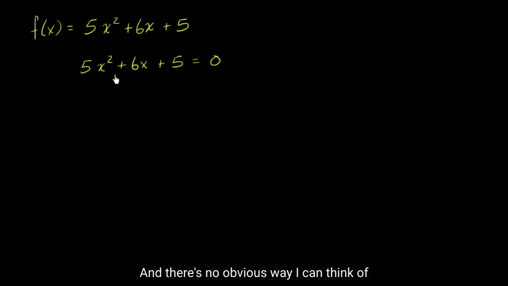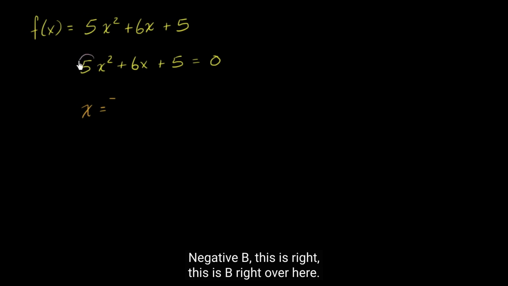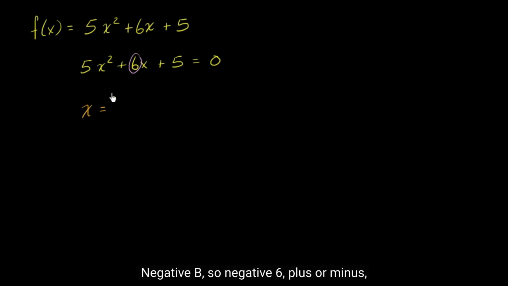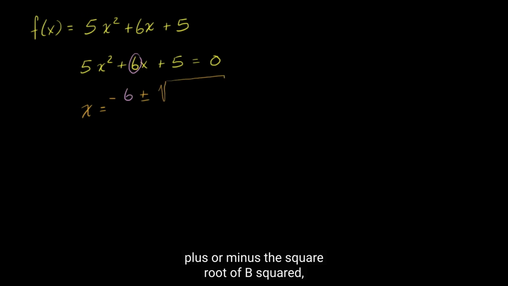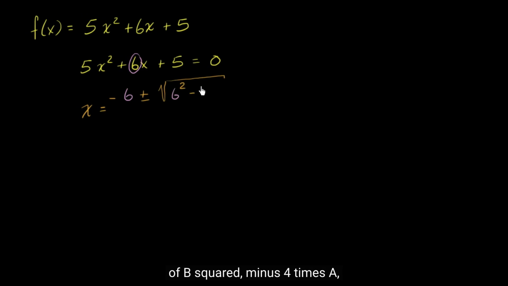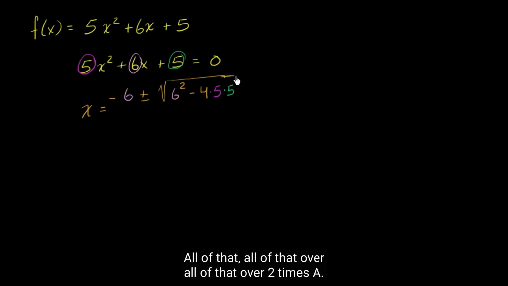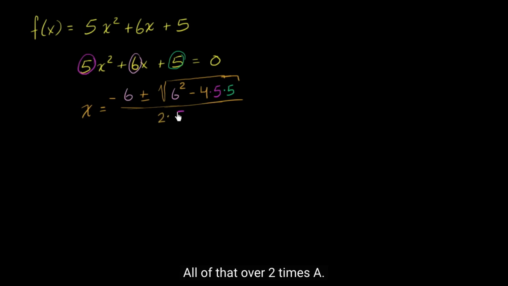And there's no obvious way I can think of factoring this right over here, so I'll just resort to the quadratic formula. So the quadratic formula tells us that x, where x is a solution to this equation, is going to be equal to negative b. I'll try to color code it. Negative b. This is b right over here. Negative b, so negative 6, plus or minus the square root of b squared minus 4 times a times c, all of that over 2 times a.